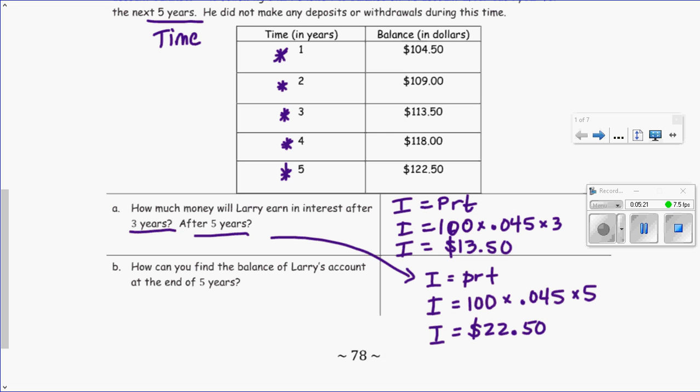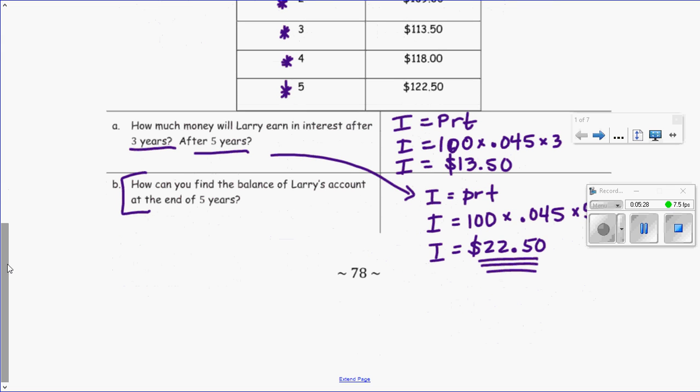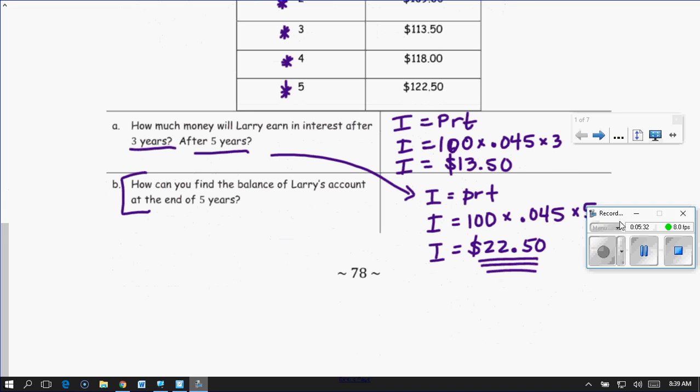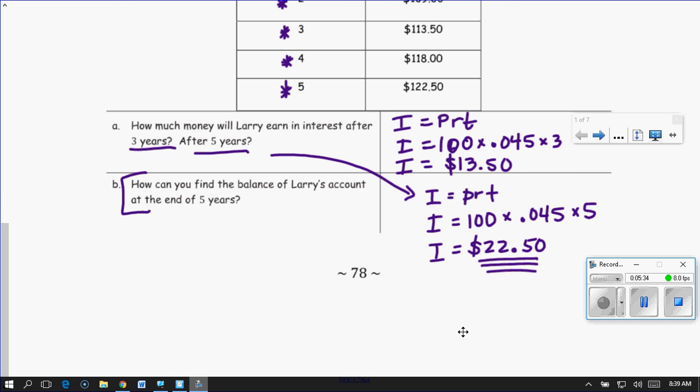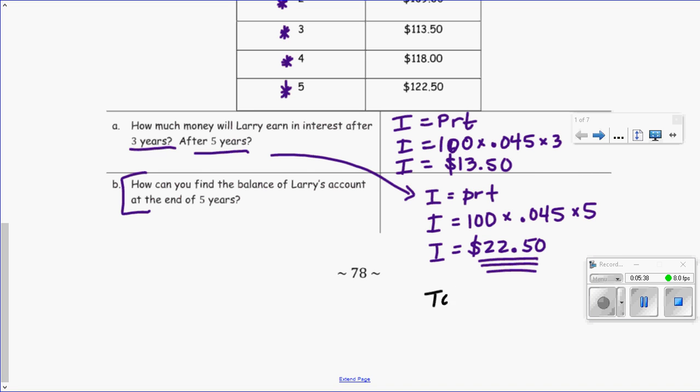Okay, so how can you find the balance at the end of 5 years? This is not the balance in his account. That's how much interest he earned. So if he puts $100 in and leaves it alone, the bank is going to reward him with $22.50 in interest. So what happens? What is his total balance?